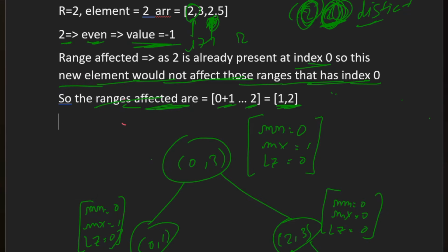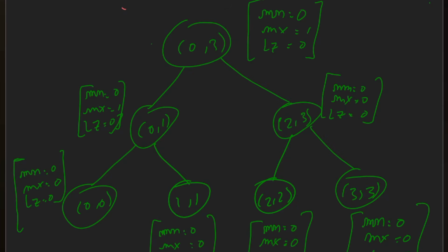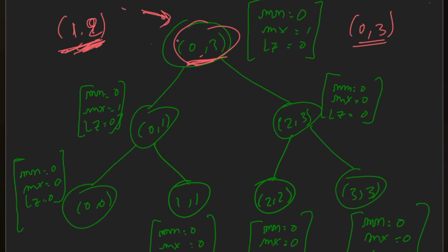Now what we'll do is update the segment tree with the current range affected. Our current range that we need to update is 1 comma 2, and right now we are at node 0 comma 3. First case: are they not overlapping? No, they are overlapping. So we'll check the second case: does this 0 comma 3 range lie completely inside our current range? No. Then we take the third case, that is partial overlapping.